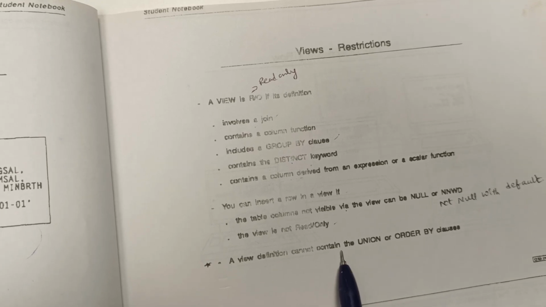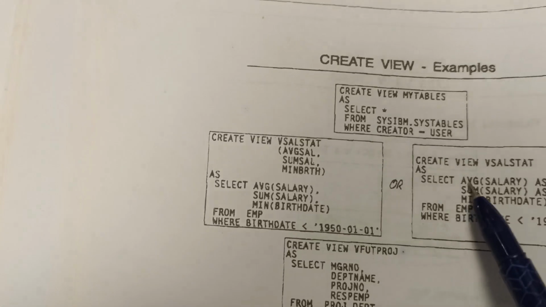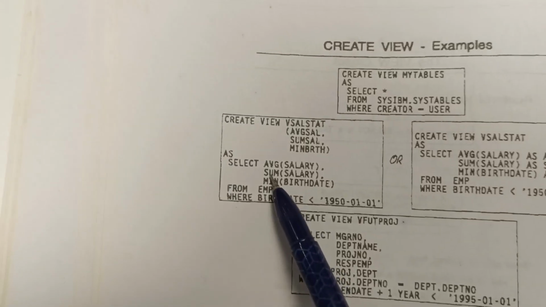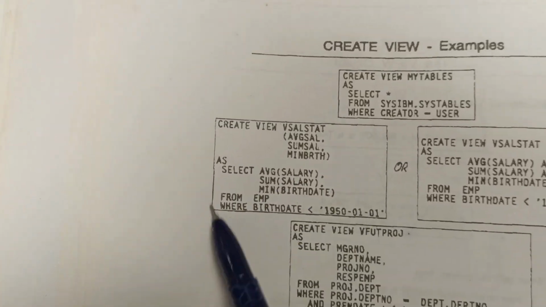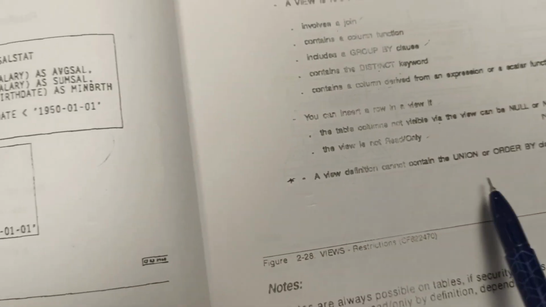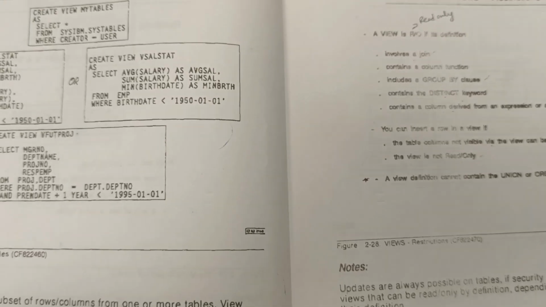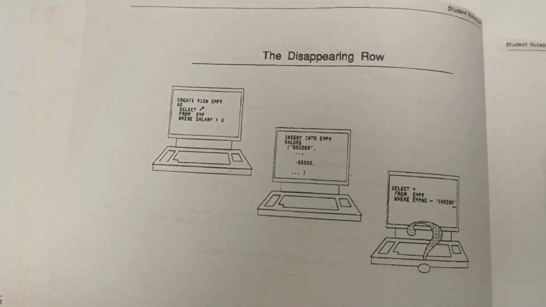A view definition cannot contain the union and order by clause here. While creating the view by using a select statement, you should not have the union or order by clause. Whenever creating the view, in this select statement, you should not have a union or order by clause. These are some restrictions while creating a view.